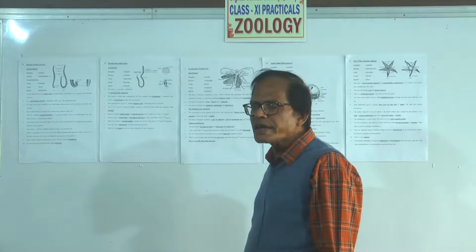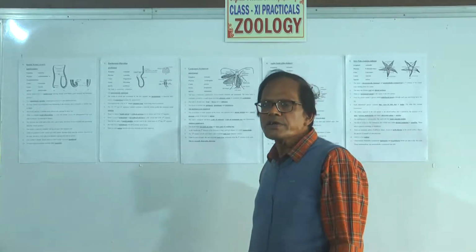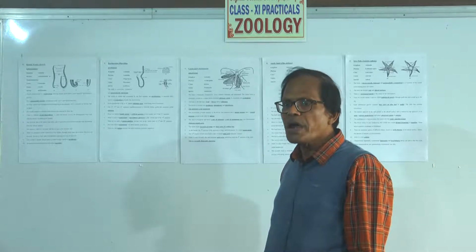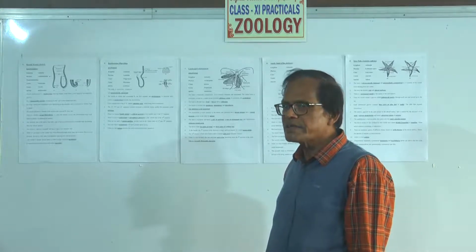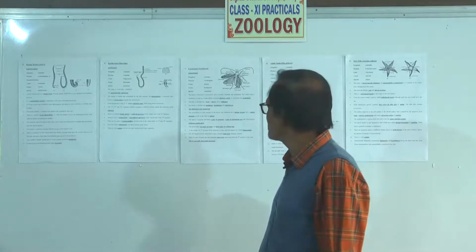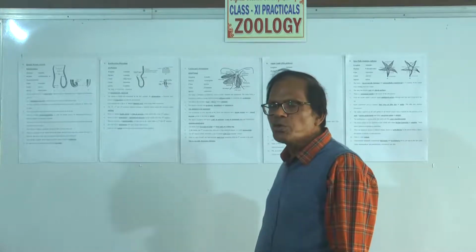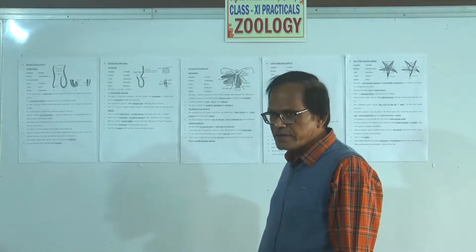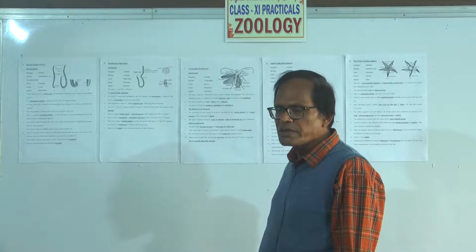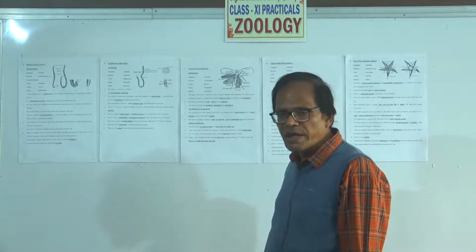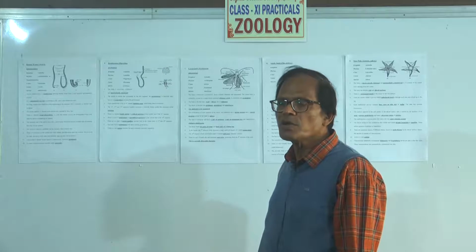The class is Insecta. This class is characterized by the presence of 3 pairs of walking legs. All the walking legs are jointed legs. And 2 pairs of wings also characterize the class. So the important characteristic features of the class are 3 pairs of walking legs and 2 pairs of wings.